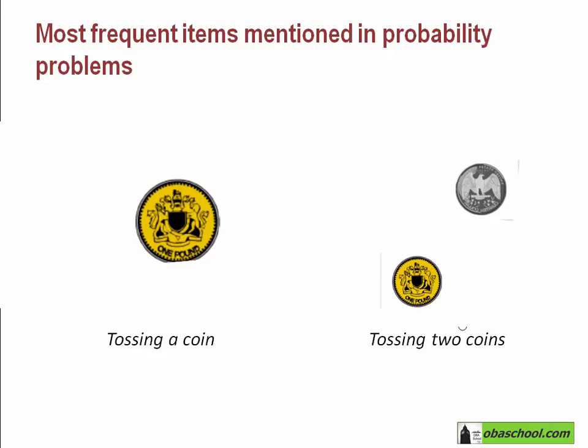Tossing a coin. In a coin, we have 2 different faces. If I toss a coin, I will only have 2 possibilities, which are either the head or the tail. We usually use H for head and T for tail. If I toss 2 coins, there are 3 possibilities. Maybe the 2 coins are head, or the 2 are tail, or one is head and the other is tail.